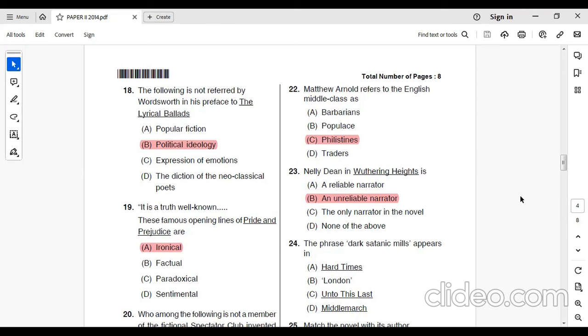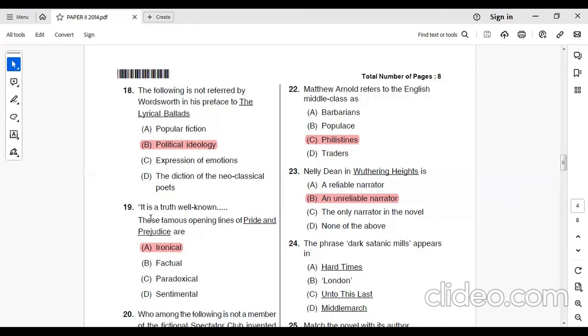Now the extra information is here. In the preface to Lyrical Ballads, Wordsworth outlines his definition of the nature and the functions of poetry, and he identifies the qualities that make someone a true poet. Wordsworth breaks down the poet's process into four stages: observation, tranquility, filtering, and imagination.